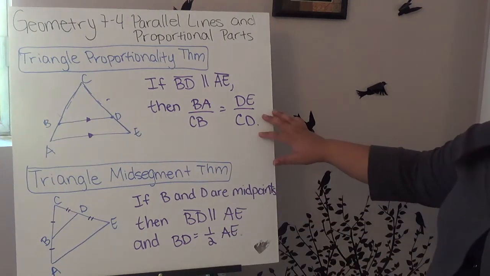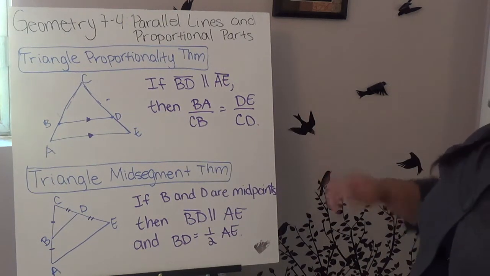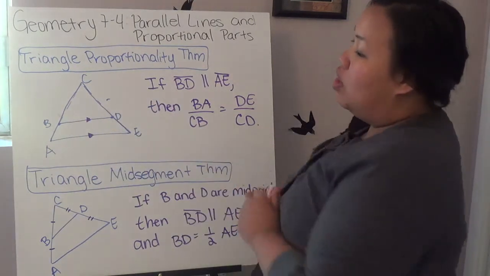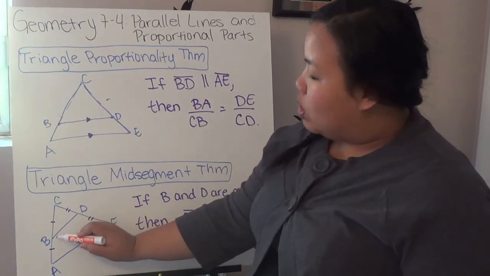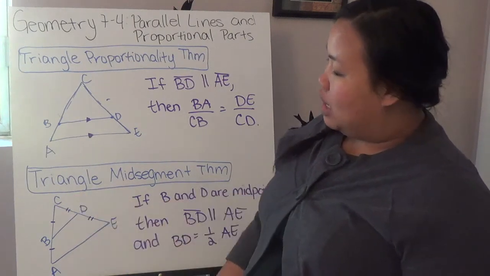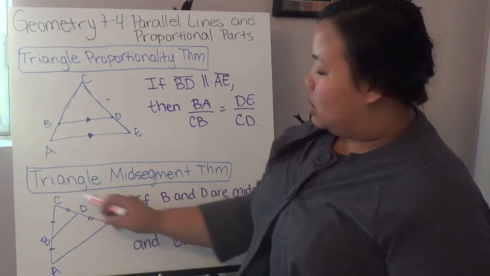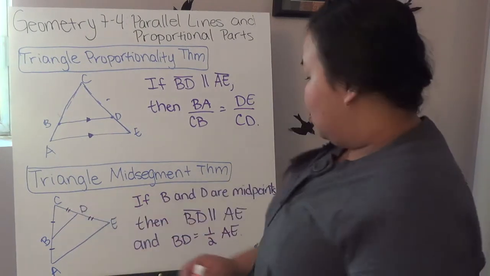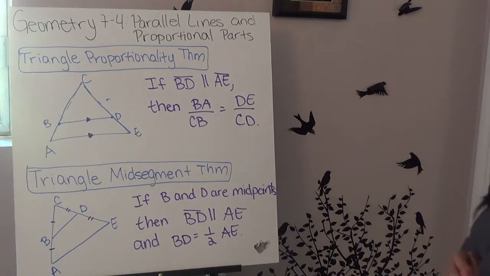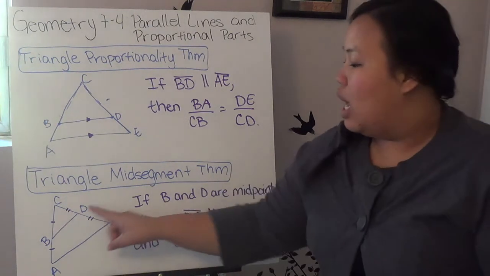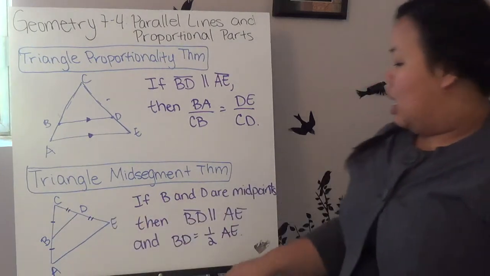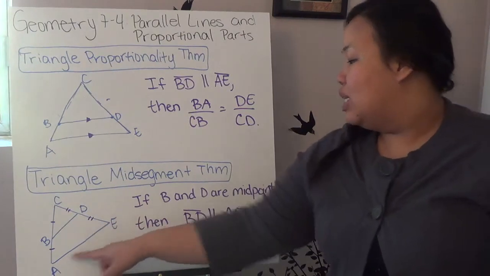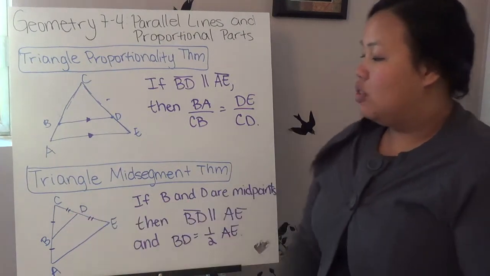So there's that proportion, but then we have the triangle mid-segment theorem. That means if I took this and put it exactly in the middle, so B was the midpoint of line AC, and D was the midpoint of CE, and midpoint means that AB equals BC, and CD equals DE, once they're parallel, this line right here, BD, this still applies, of course, but this is half the size of AE, or AE is twice the size of BD.